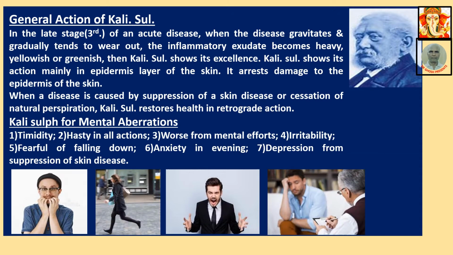General action of Kali-Sulph. In the late stage of an acute disease, meaning the third stage, when the disease gravitates and gradually tends to wear out, the inflammatory exudate becomes heavy, yellow-greenish. Then Kali-Sulph shows its excellence. Kali-Sulph acts mainly on the epidermis layer of the skin. It arrests damage to the epidermis of the skin. When a disease is caused by suppression of skin disease or cessation of natural perspiration, Kali-Sulph restores health in retrograde action.